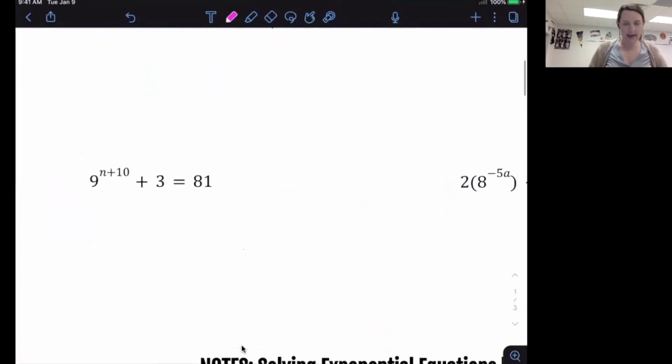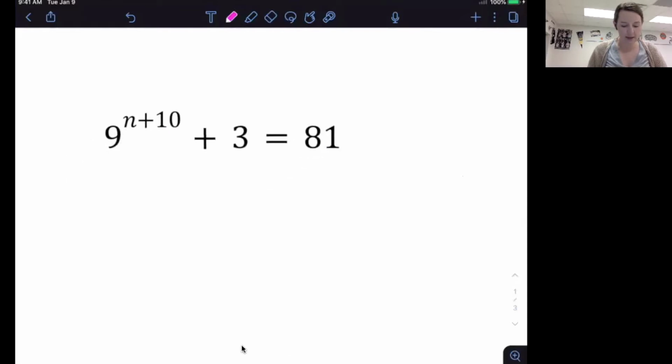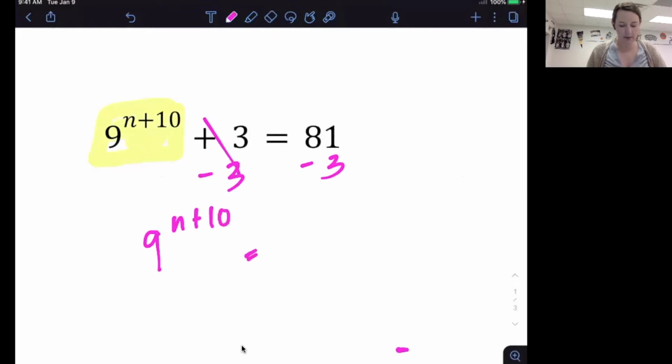Okay, let's look at another one. I've got 9 to the n plus 10 power plus 3 equals 81. So once again, I'm going to need to isolate my exponential term first. So we're going to isolate this by subtracting 3. So I have 9 to the n plus 10 power equals 78. Okay, I cannot subtract that 10 from the exponent because it's stuck up there as an exponent. So we consider that our exponential term being isolated.